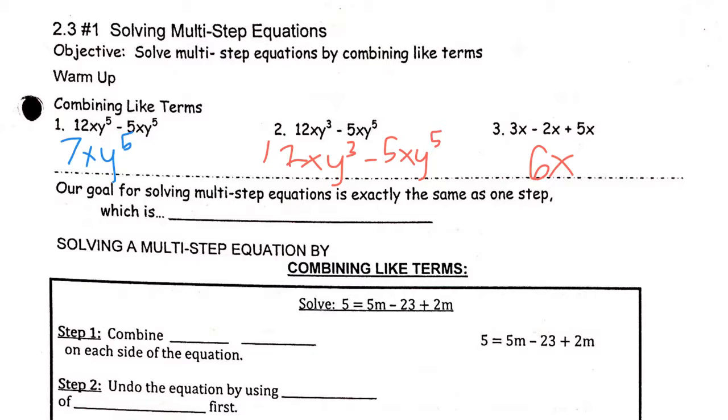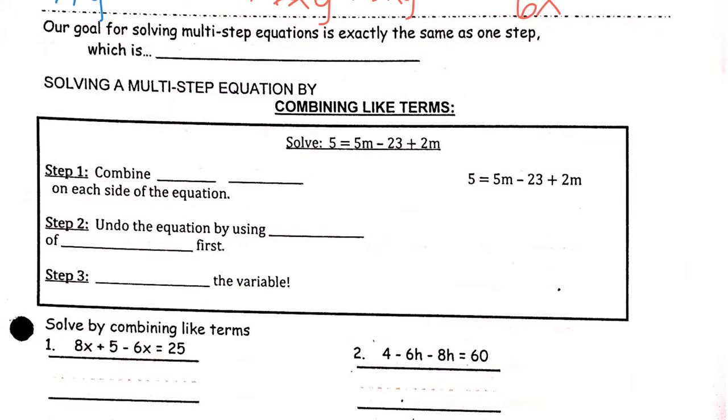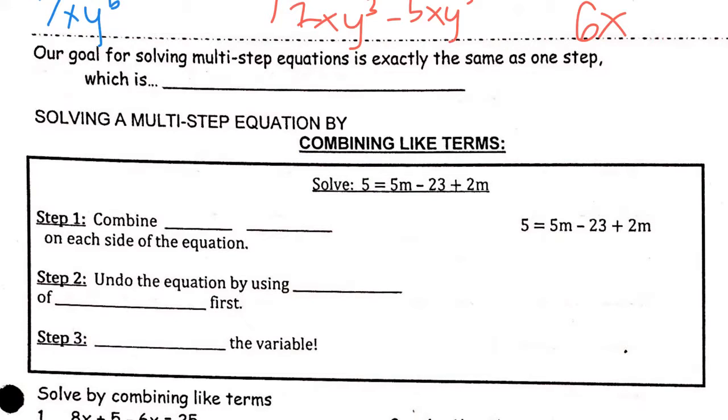So now, if we go ahead and look down at the bottom of our page, our goal for solving multi-step equations is the same as 1-step and 2-step, which is isolating that variable, getting the variable by itself. And there are several options for solving multi-step equations that we are going to go over today. The first example is when we combine like terms. So step 1 is going to be combining like terms on each side of the equation.